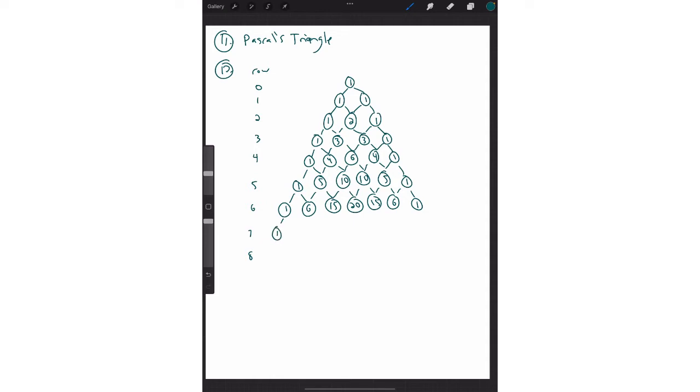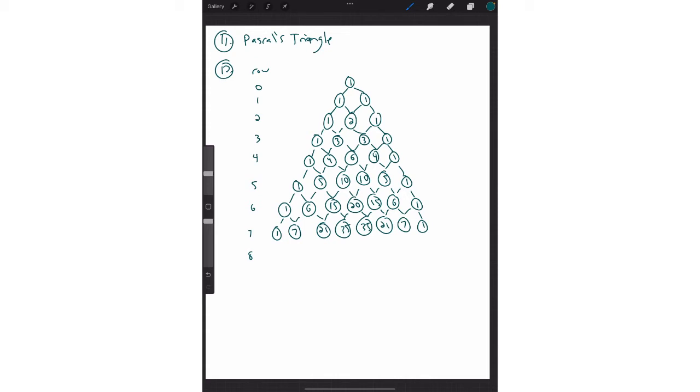So I expand it, I write the 1, add these two together all the way down. It's getting bigger and bigger. It will go on forever if you let it. 1 plus 6 is 7. 6 plus 15 is 21. 15 plus 20 is 35. Okay, 20 plus 15 is, once again, 35. 21 and 7.